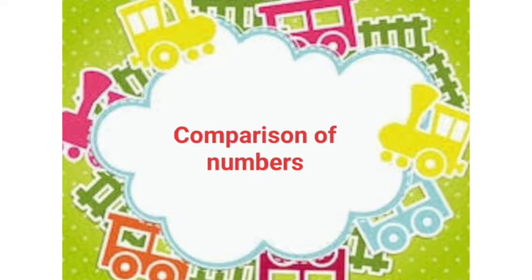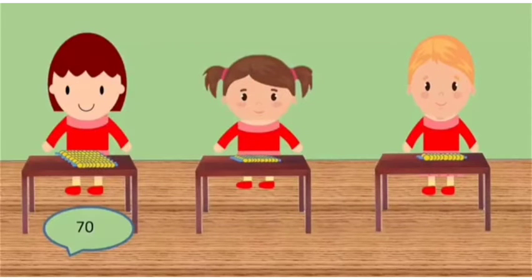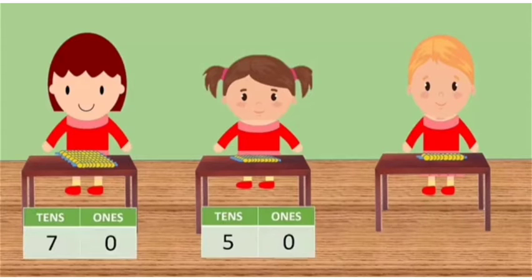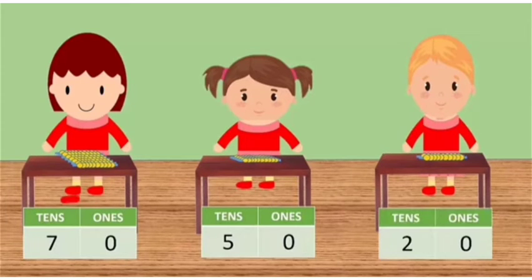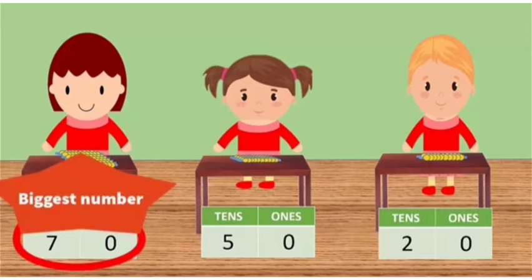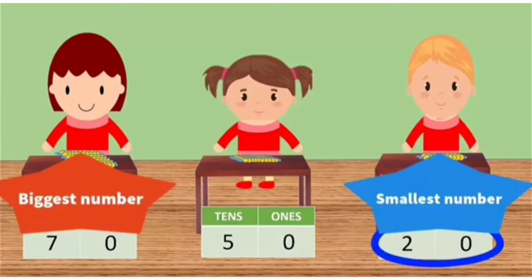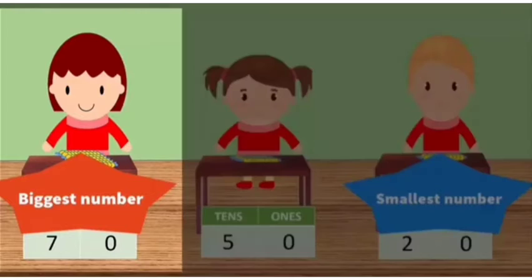Now we are going to see about comparison of numbers. 70 is the biggest number. 20 is the smallest number. Now Yalini is having the biggest number.